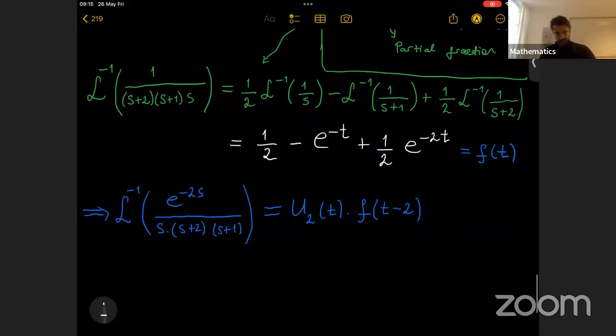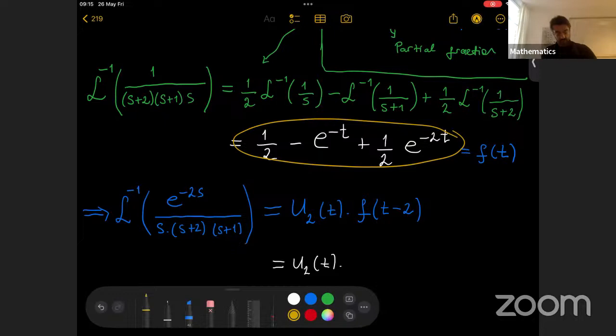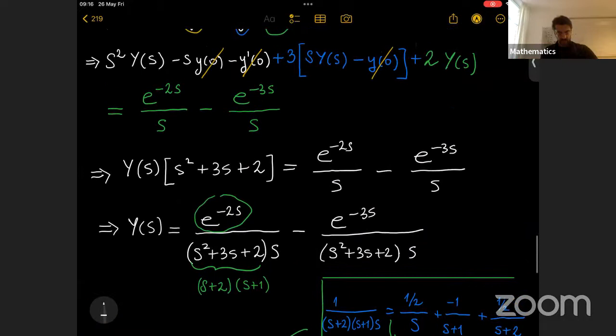We're almost done here. So this tells you basically it's equal to u2(t) times f of t minus 2. This here is f of t, okay? So you replace t by t minus 2, so you will get simply 1/2 minus e to the minus (t minus 2) plus 1/2 e to the minus 2(t minus 2). All right, so this is one of the inverse Laplace transforms on the right-hand side.